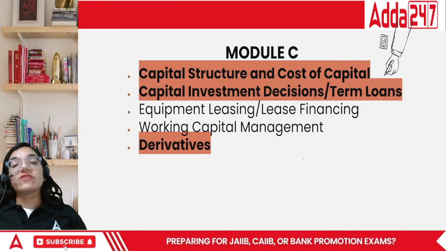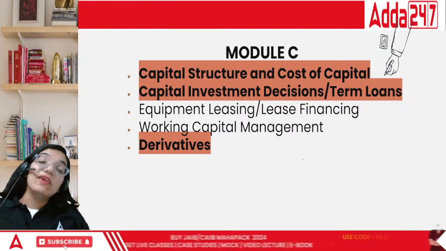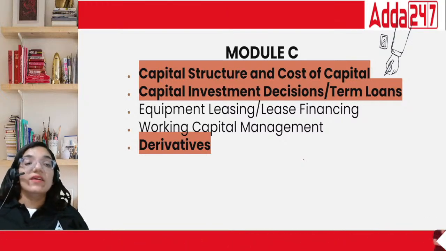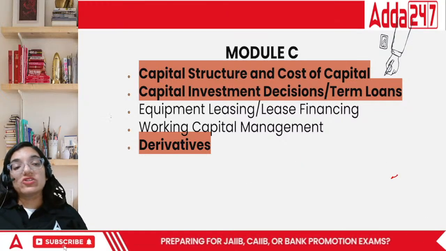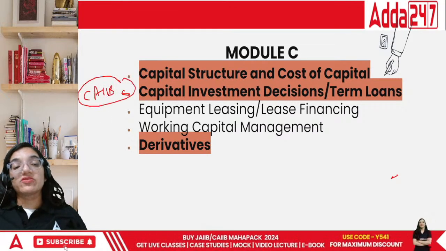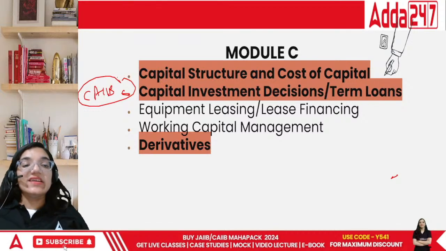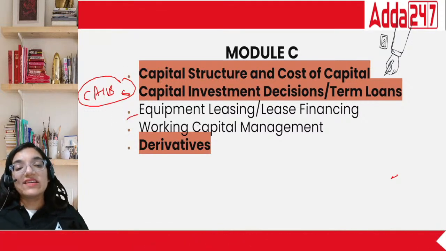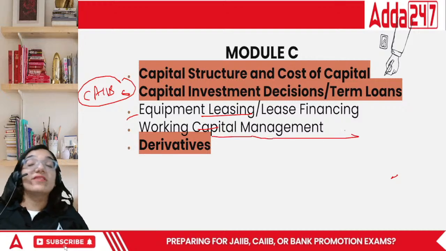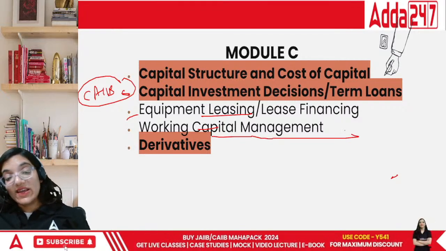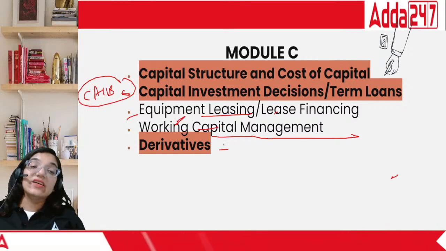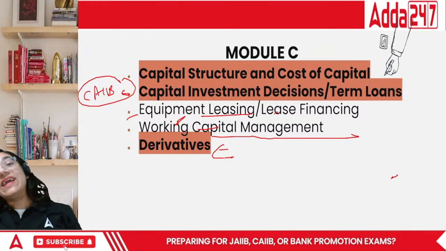Capital structure and cost of capital, hardcore financial area, where you understand the basics of company-based accounting. Then capital investment decisions, you do this chapter here, and in CAIIB you will have the same chapter. So this is beneficial for you. Then see, in IE and FS you studied about leasing, it's here as well. Then working capital management has all the details of Tandon committee calculations. And last is derivatives, again something that you will find in IE and FS. So this is all interconnected.